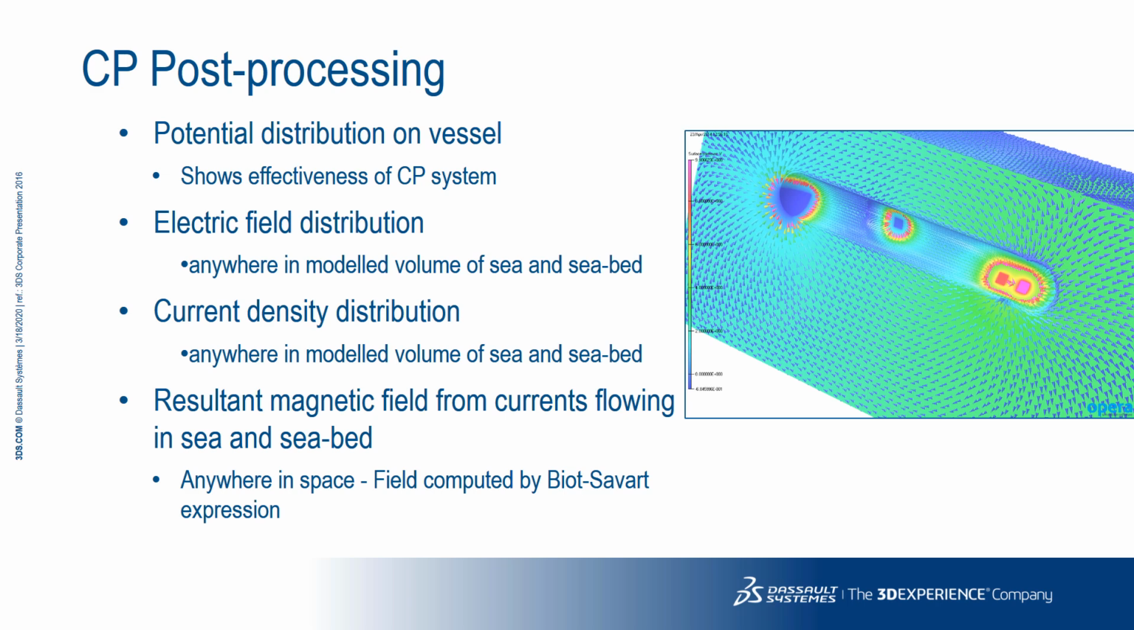After the analysis is run, we can display the potential distribution on the vessel, showing the effectiveness of the CP system. The electric field and current density distribution can be displayed anywhere in the modelled volume of sea and seabed. The resultant magnetic field from currents flowing in the sea and seabed can be calculated and displayed anywhere in space, not just in the meshed volume.